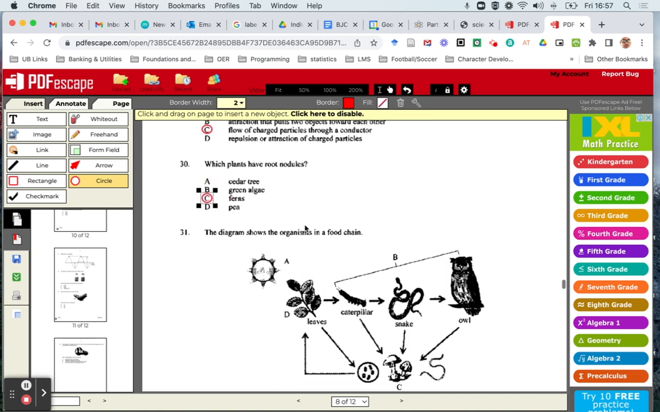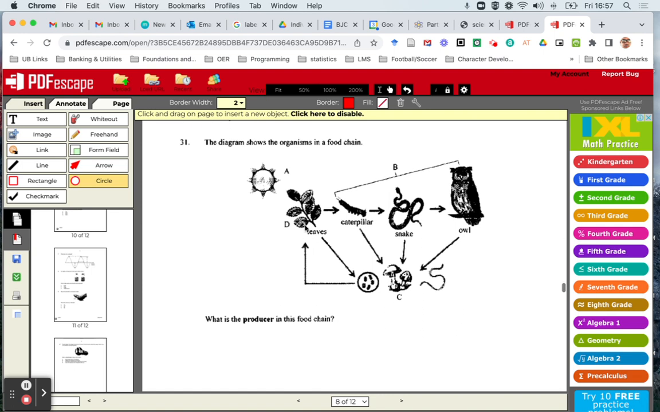The diagram shows the organisms in a food chain. What is the producer in this food chain? The producer is always going to be anything that is a plant with green leaves, in other words, it uses chlorophyll to produce glucose. That's why we call it a producer. And so it's going to be D.